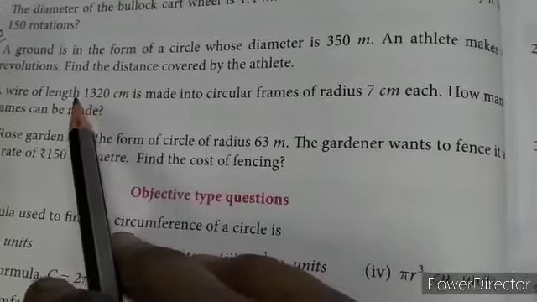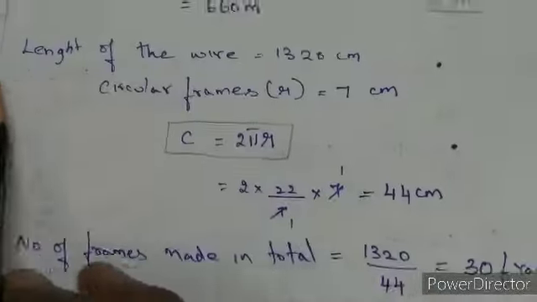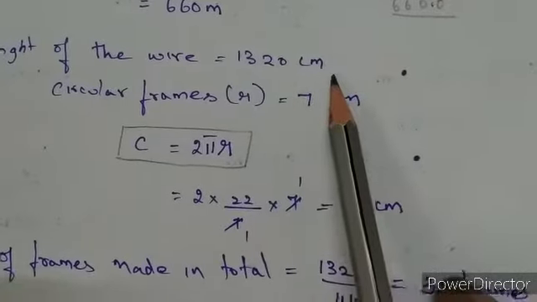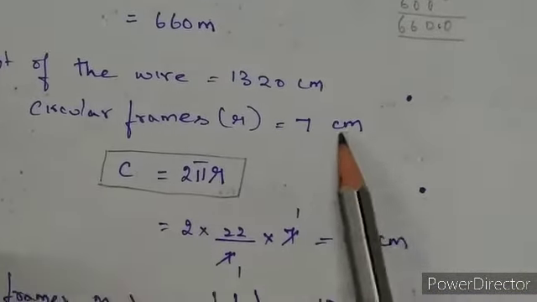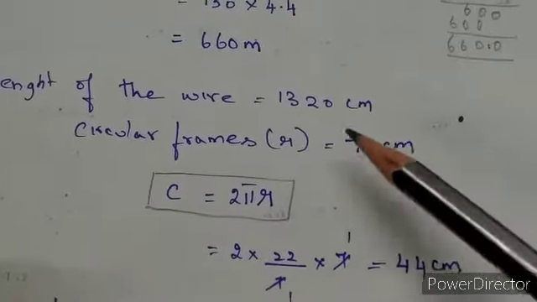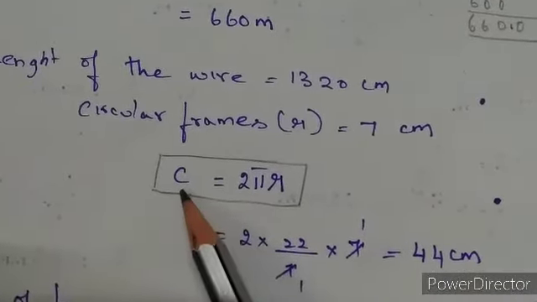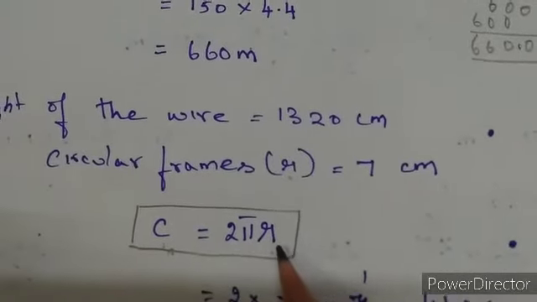What is given? Length of the wire equal to 1320 centimeter. Circular frames, radius is given as 7 centimeter. First step, you have to write the given. Now what is the formula to find the circumference? When the radius is given, it is 2 pi r.